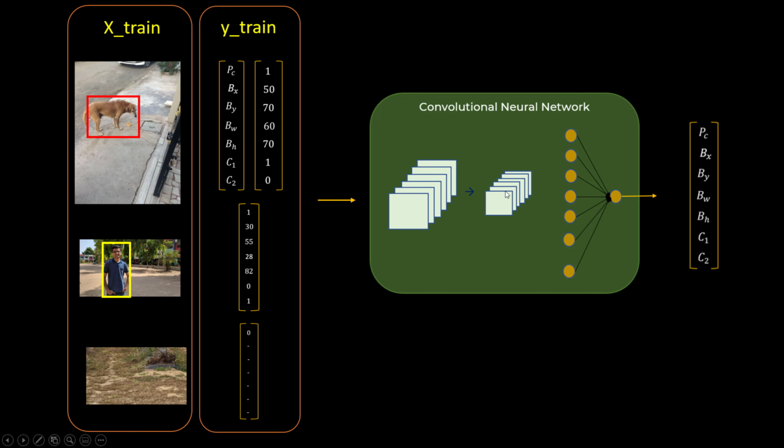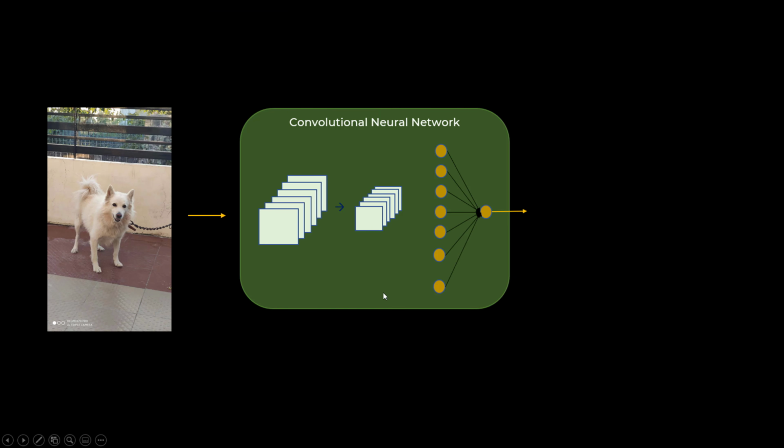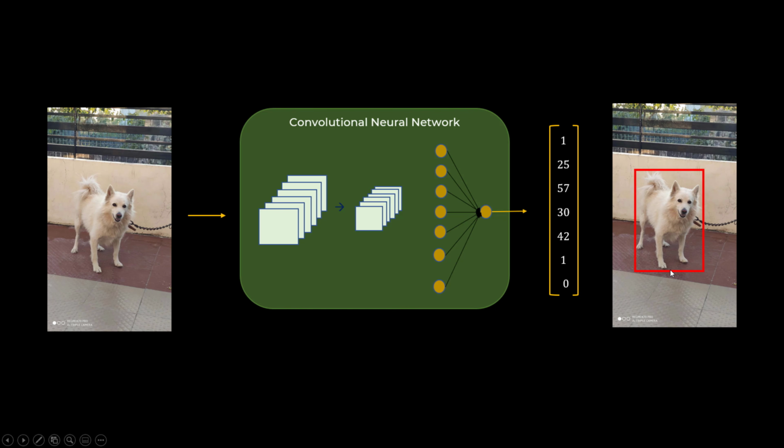You can train a neural network in a way that if you input a new image now, it will give you that particular vector. And now this vector is telling you that this is a dog because C1 is set to 1, and it is also telling you the bounding box. So basically it's essentially giving you the answer for your object detection, or object localization rather.